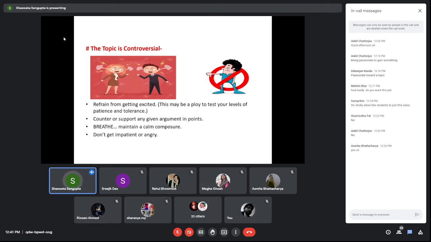If you need to counter another candidate, you need to give your arguments in a proper point-wise manner in order to counter another candidate. Now, very often what happens is that in the course of a GD, candidates play mind games with each other. Now, this is not ethical, but then again, this is something which I would also advise you to do if you are appearing for a GD.